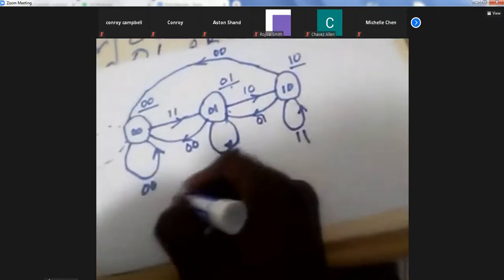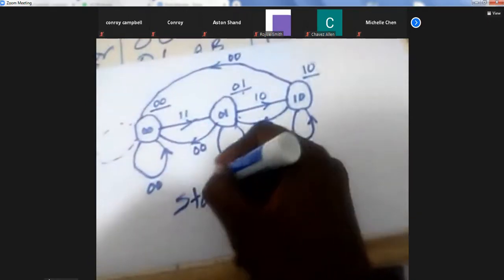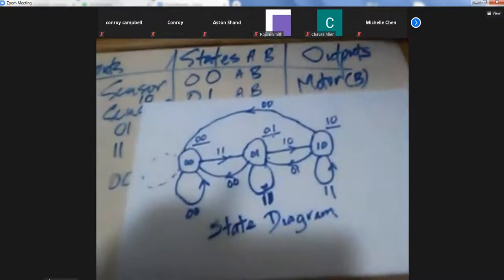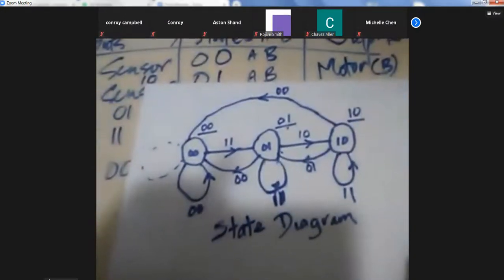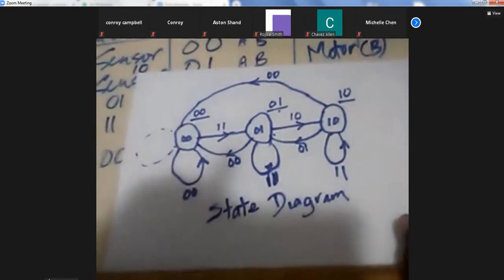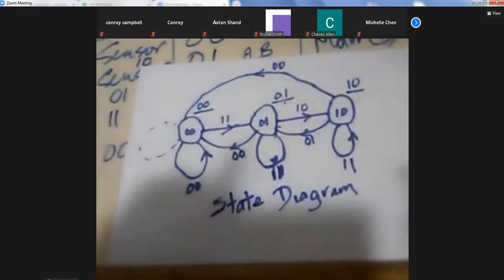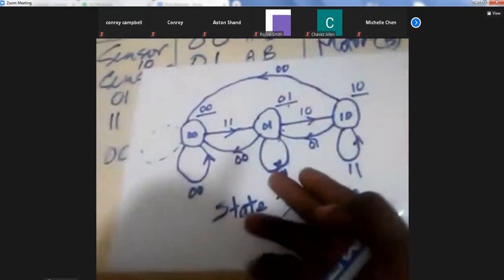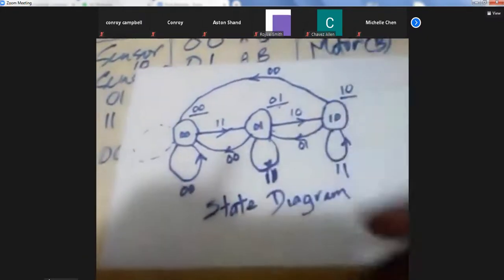So this thing here is called the state diagram. Now, from the state diagram, we're going to make up our state table. So it's going to be the same thing that we did from this diagram here. We're going to make up a state table.